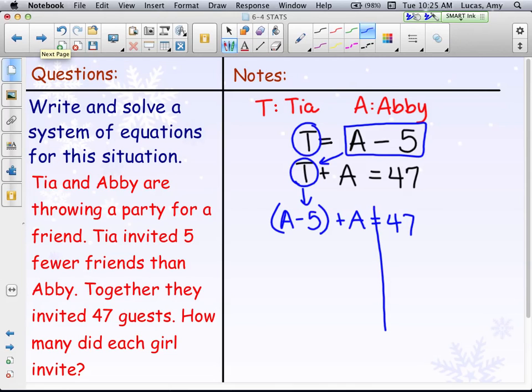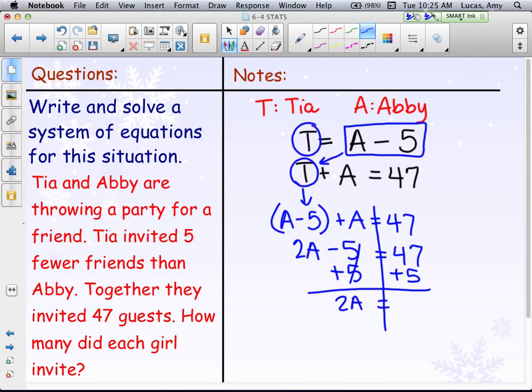Now, I don't really need the parentheses because there's nothing to distribute. So A plus A, 1A plus 1A is 2A, minus 5 equals 47. So I add 5 on both sides. 2A equals 52. And divide by 2. So Abby invited 26 friends. A equals 26.